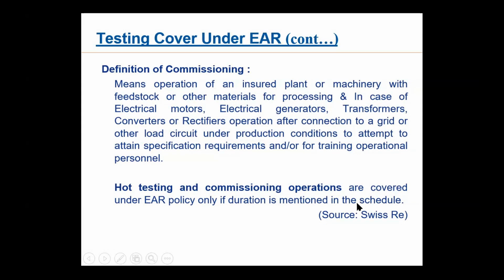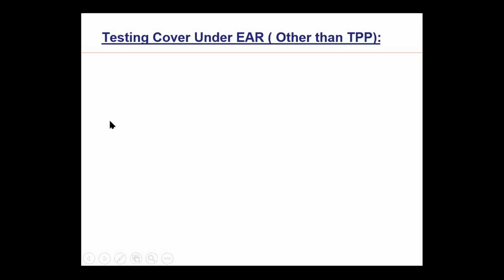So what this condition says: hot testing and commissioning operations are covered here only if the duration is mentioned. Your duration has also to be mentioned in the policy, for what period you want hot testing to be done. Say 2 months, 3 months, 4 months, maximum 6 months. I told you it cannot go above 6 months. Now, other than a thermal power plant, your testing definition is totally different. For a thermal power plant, it is definite. The 72 hours clause will come into that.